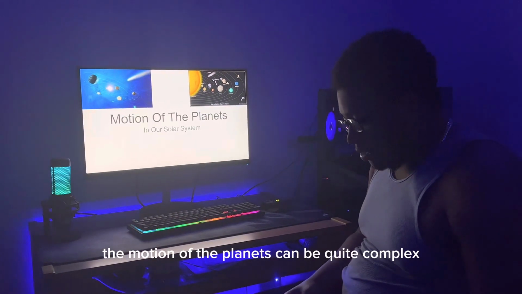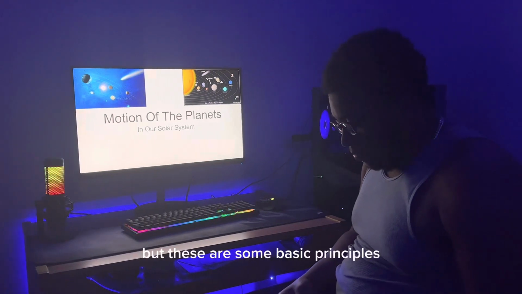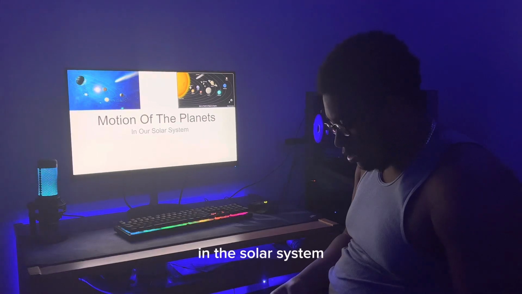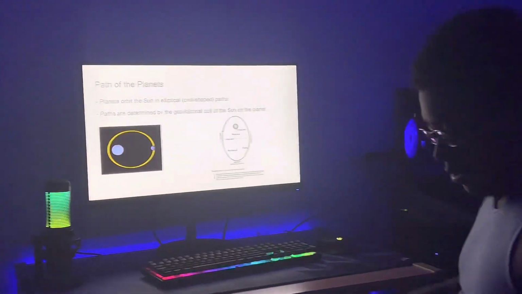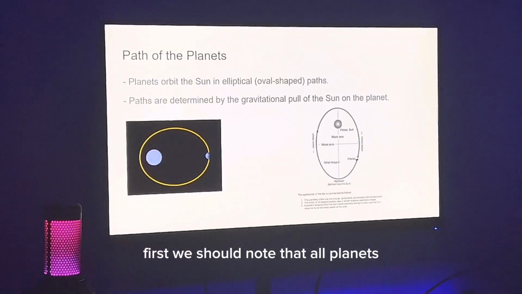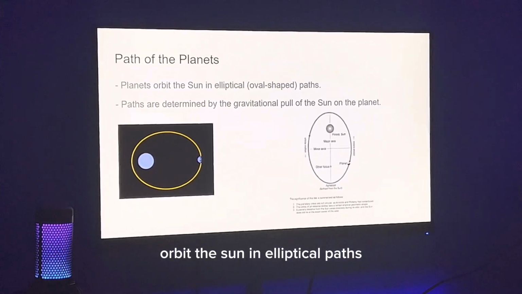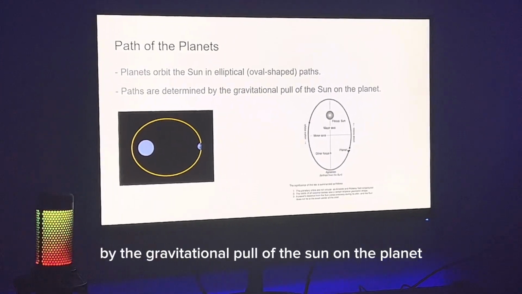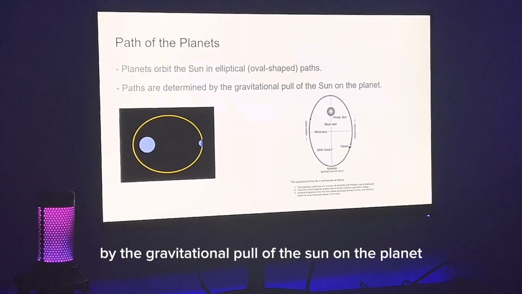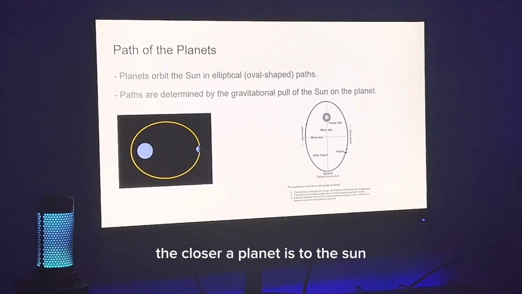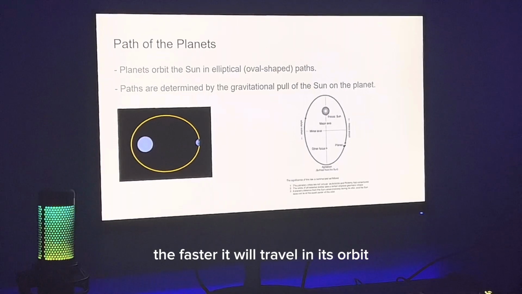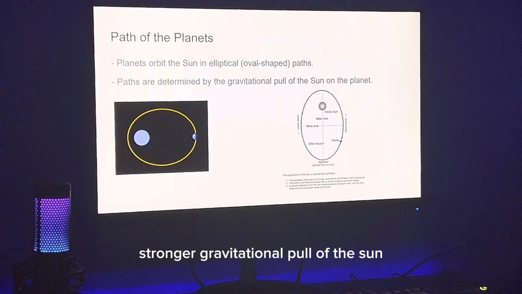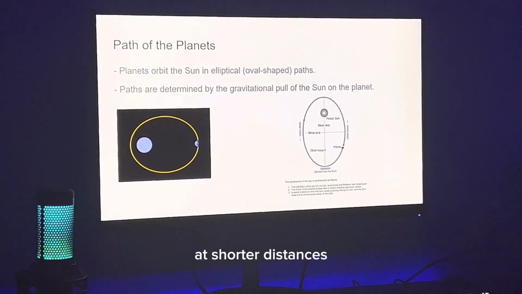The motion of the planets can be quite complex, but there are some basic principles that can help us understand how they move in the solar system. First, we should note that all planets orbit the sun in elliptical paths, which basically means oval-shaped paths. These paths are determined by the gravitational pull of the sun on the planet. The closer a planet is to the sun, the faster it will travel in its orbit. This is due to the stronger gravitational pull of the sun at shorter distances.